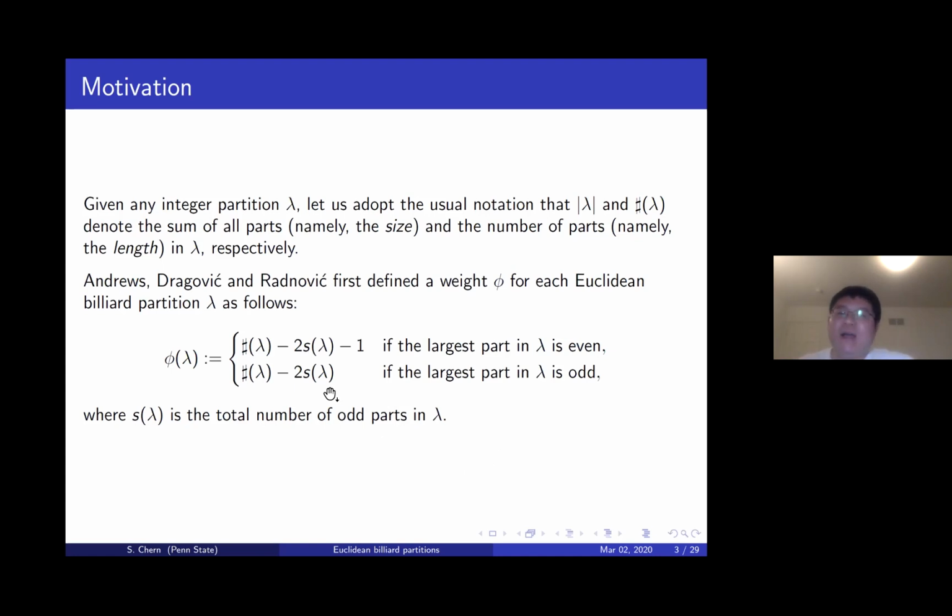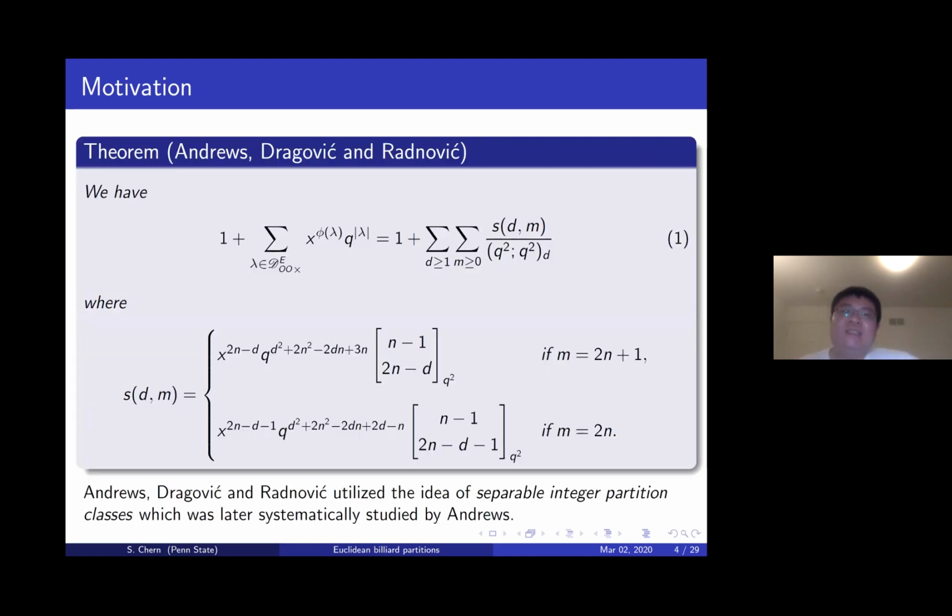So with this weight, they discovered this bivariate generating function. Here we can see that on the left-hand side, we keep track of all partitions in this partition set, or Euclidean billiard partitions. The exponent of X counts the weight of this partition, and the exponent of Q counts the size of the partition. And they have a nice formula for this generating function, which is this double sum.